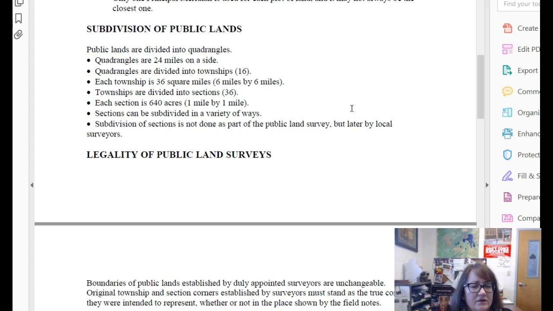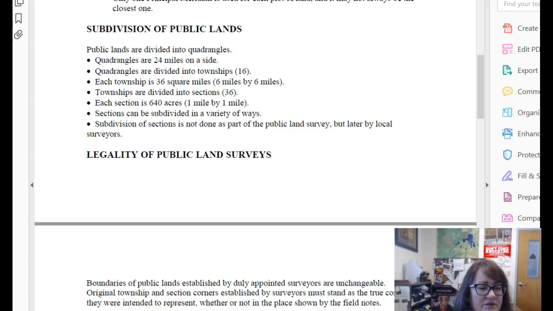But each quadrangle, 24 by 24, is divided up into townships. The word township is used twice in this process, but the quadrangle is 4 townships east and west, 4 townships north and south in a square.